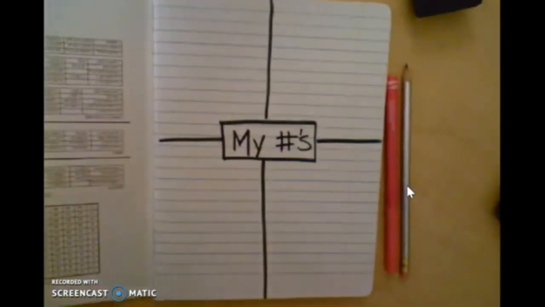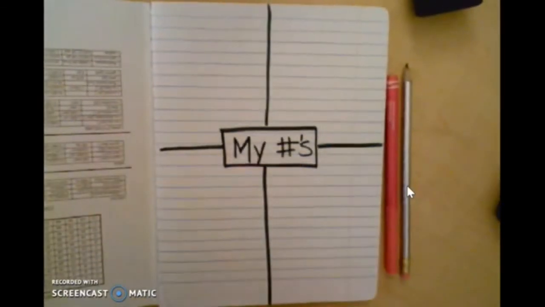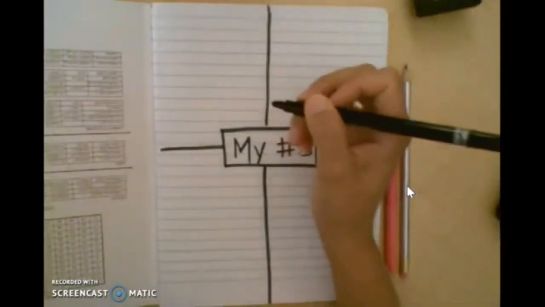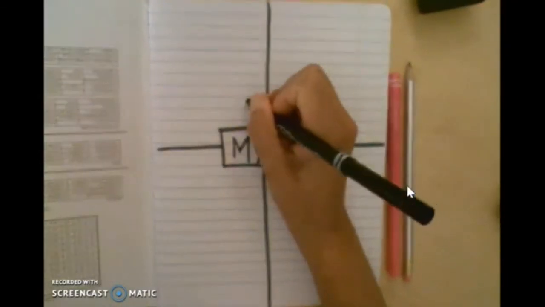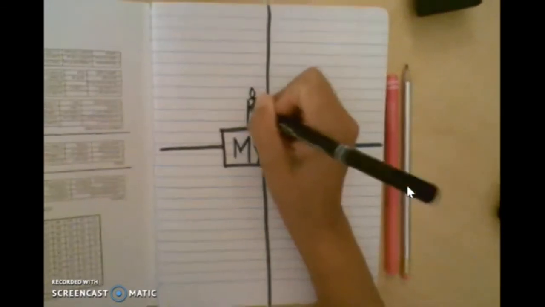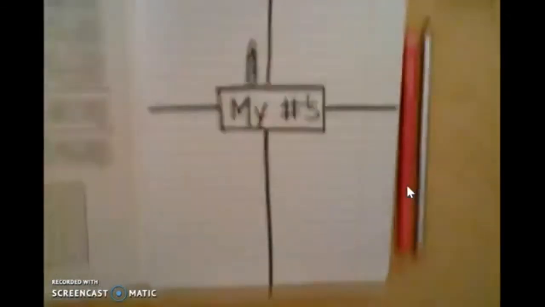I forgot to tell you, you're going to have a little homework from me to fill this out today, and if you don't know any of the answers to this, you're going to have to ask your mom and dad. I'm going to draw some pictures first. I'm going to draw a birthday candle. Can you guys draw a birthday candle? That's pretty easy.